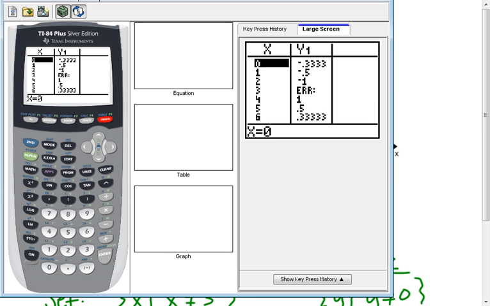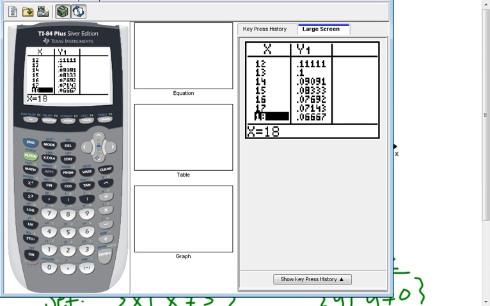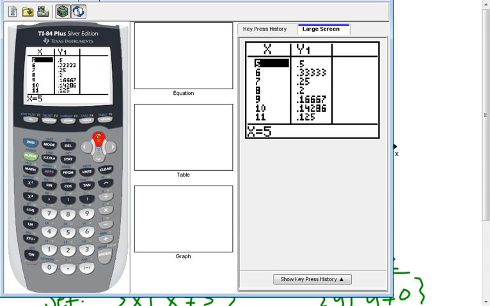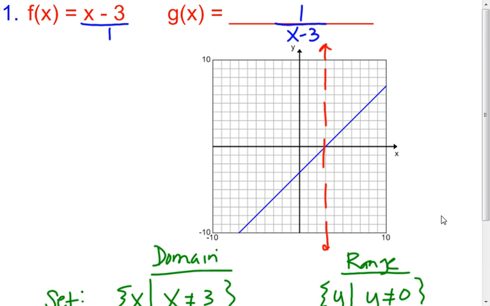So if I go to my table, you can see the error at 3, so there's your vertical asymptote. And if you were to scroll in either direction and look at what's happening to your y values, they're getting smaller and smaller. They're getting closer and closer to 0. They never reach 0, but they are getting closer and closer to 0. And so that will help you think about your horizontal asymptotes. So I'm going to draw my horizontal asymptote at 0 in really quickly.